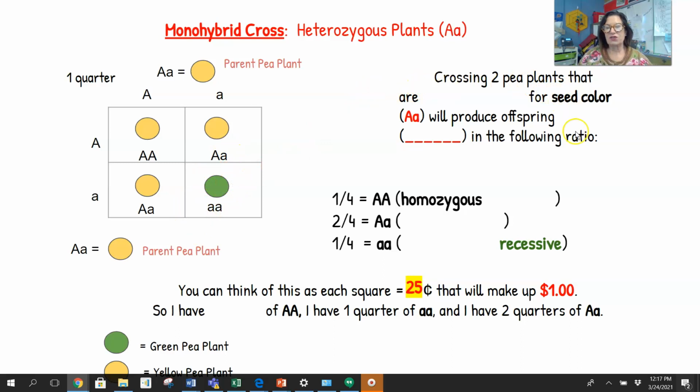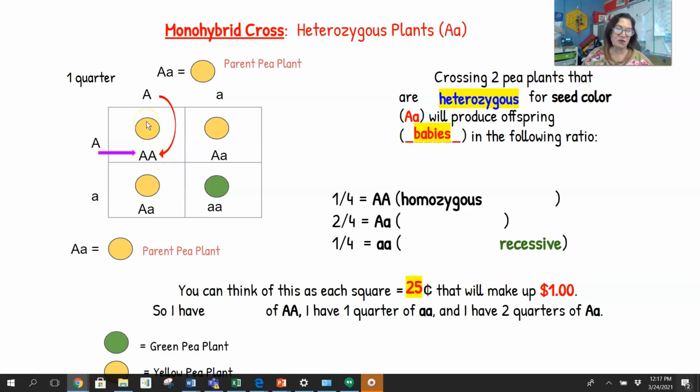So crossing two pea plants that are heterozygous for seed color, big A, little a, like we see here, will produce offspring, and offspring are babies, in this ratio. And we're going to look at it down here, but we're going to first see how this works here. So I'm going to bring my big A down here. I'm going to bring my big A over here. So remember, I'm still doing that intersection of where they go. So I have big A, big A.